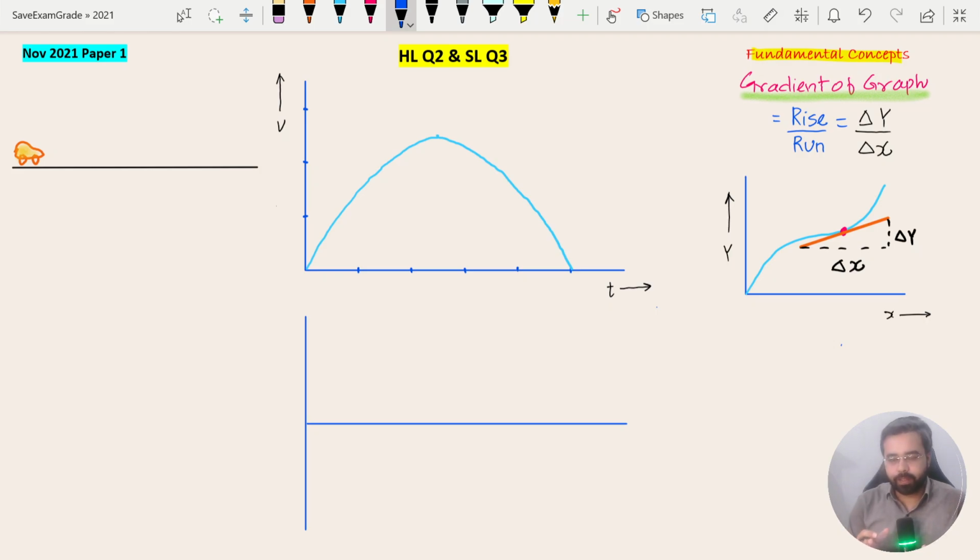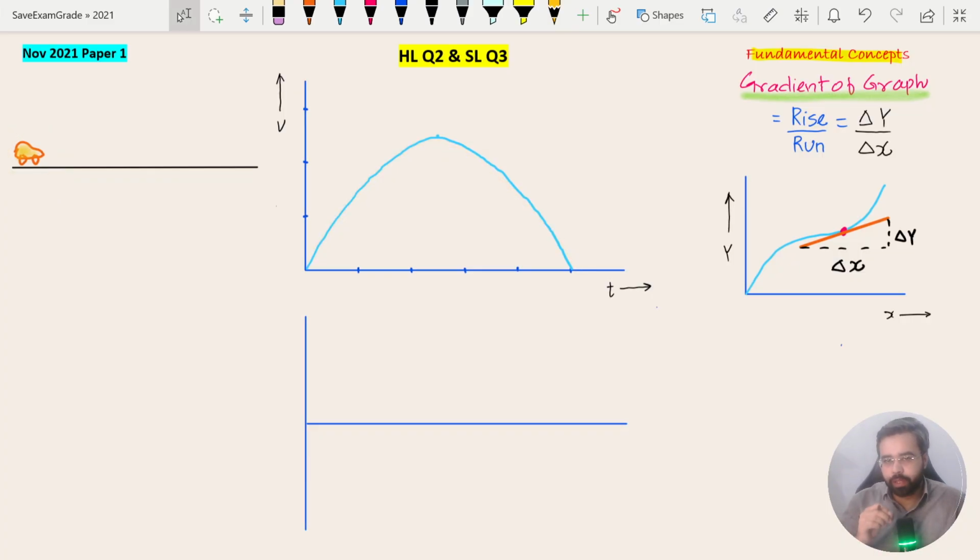In this question, as you see, the velocity time graph of a certain moving object is given and it is like a parabola. You have to draw the corresponding acceleration time graph. Now this graph is representing some motion of an object, in this example we are taking a car. I will explain later how its acceleration is changing.